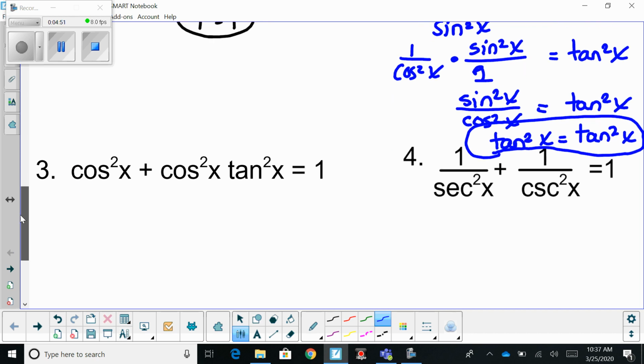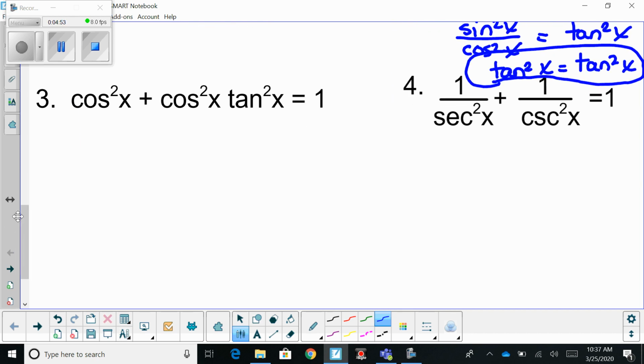All right, on number 3 here. Sometimes you might want to factor to make things easier. Like when I see a cosine squared here and a cosine squared there, I could factor out a cosine squared. This identity really has two different ways you can go about verifying it, and a lot of times they will.